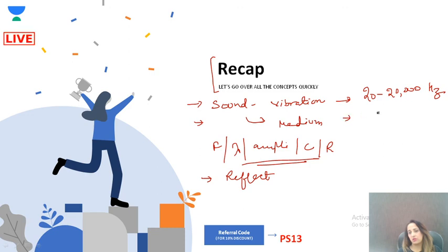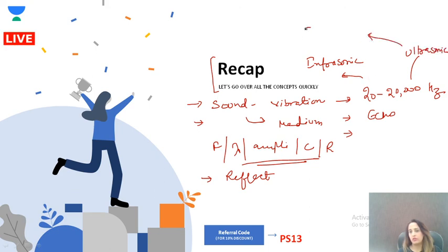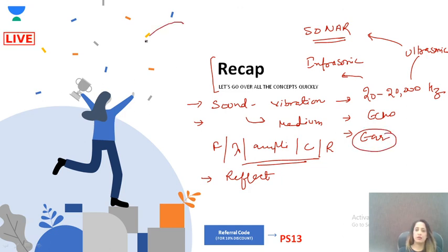We also talked about what echo is. We also talked about what infrasonic and ultrasonic sounds are. We also talked about where we use ultrasonic sounds, right? And then at the end we discussed the human ear. So this was quickly about this chapter, what we call sound.